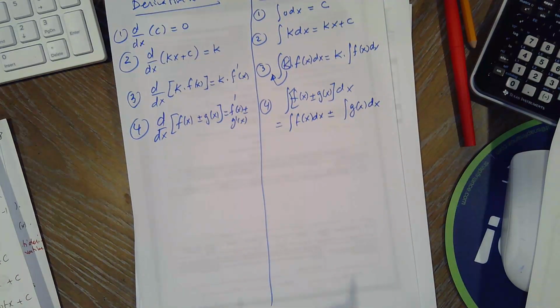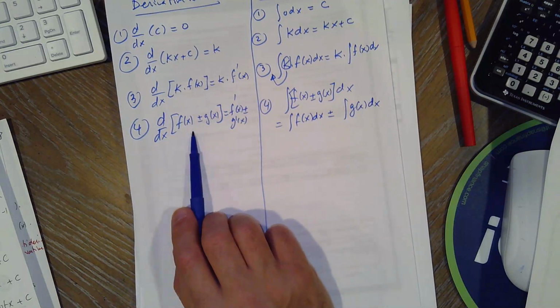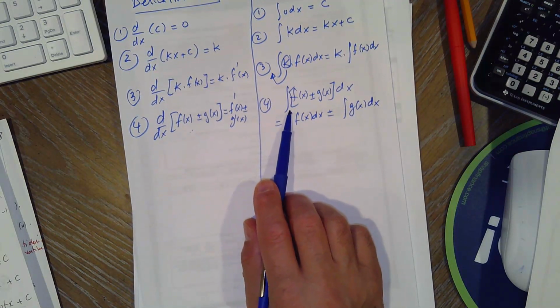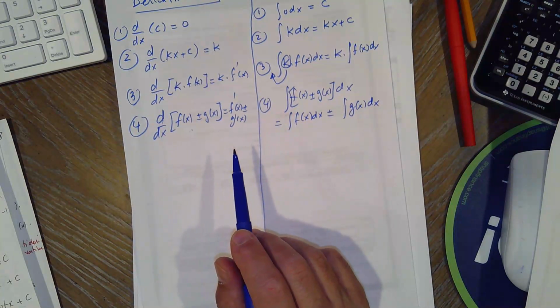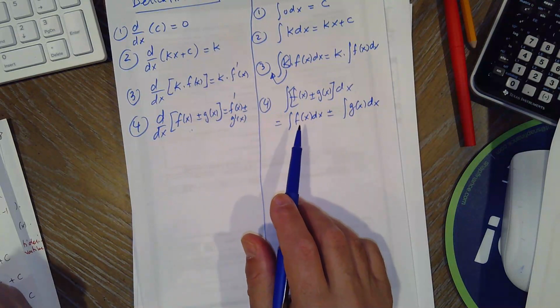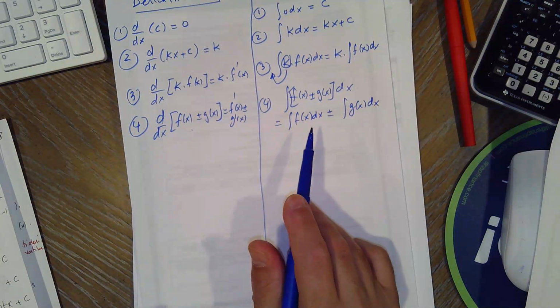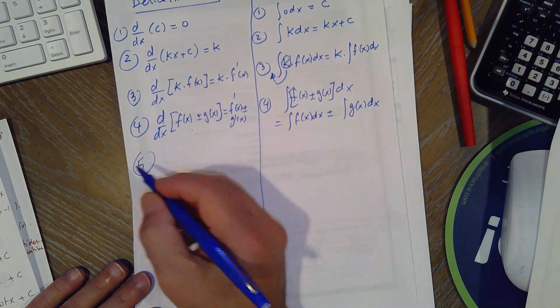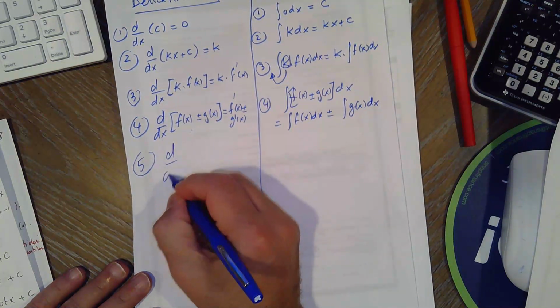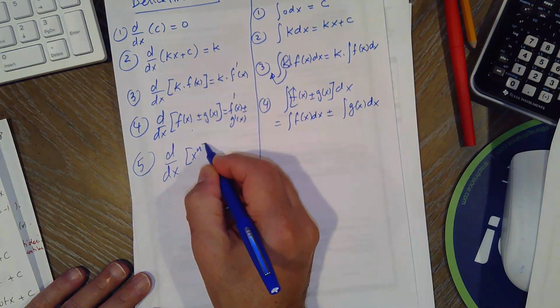Remember, we have a product rule and a quotient rule for derivatives. There's no such thing for antiderivatives. So there's no product rule, no quotient rule for antiderivatives, okay? Only for derivatives.